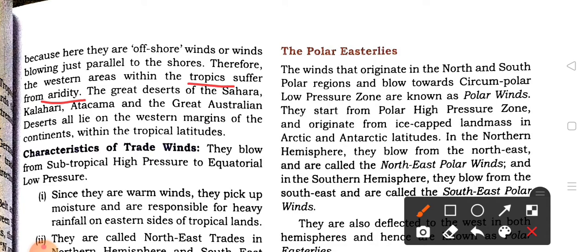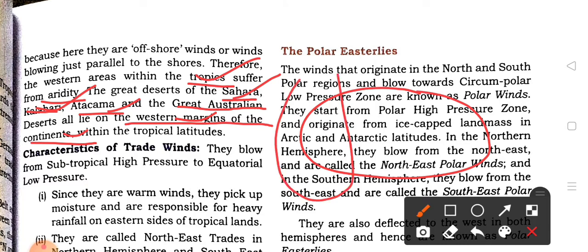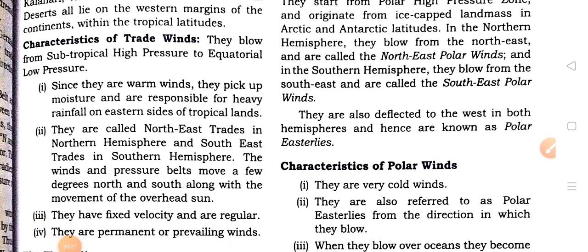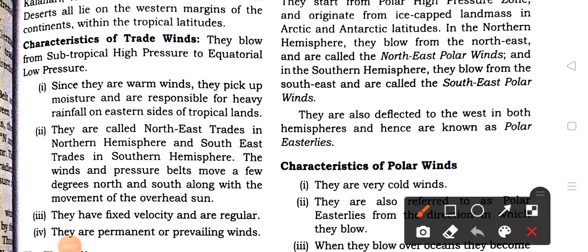The Great Desert of the Sahara, Kalahari, Atacama, and the Great Australian Desert lie on the western margin of the continent. These are all regions present on the western side of the continents in the tropical latitude. For this reason these regions suffer from aridity, or a dry type of climate. Now we are going to learn about the characteristics of the trade wind.